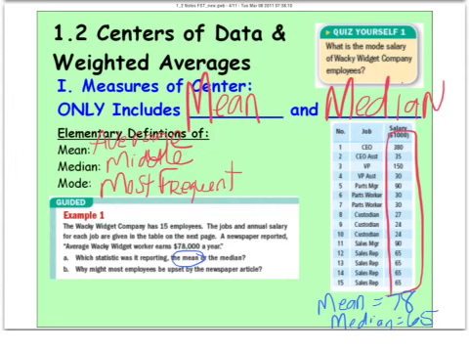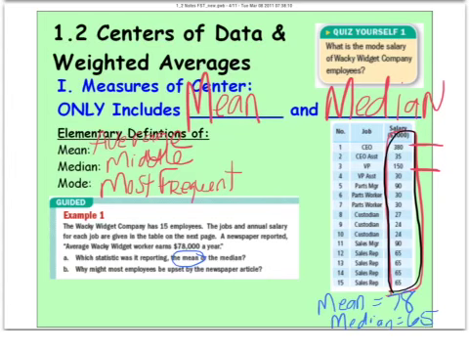Part B, why might most employees be upset by this newspaper article? Just eyeball, for example, all the salaries. Remembering the average salary was $78,000 when they added up all 15 and divided by 15. Why might these employees be upset? Well, if you take a look at it, the average, the middle kind of salary is kind of in the, we have some 30s, some 60s, some 20s. We have what we would typically call these outliers. We have some of these big guys here. We have the CEO in there, the vice president in there.